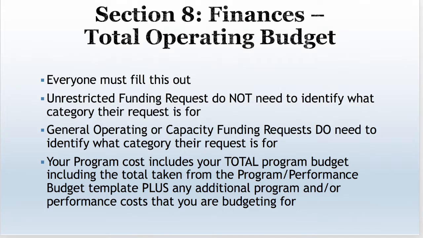Your program costs include your total program budget. This includes anything that you took from the program performance budget that you already filled out, plus any additional program and/or performance costs that you are budgeting for. So just to reiterate, your program costs are your total program costs, including all aspects of your program.